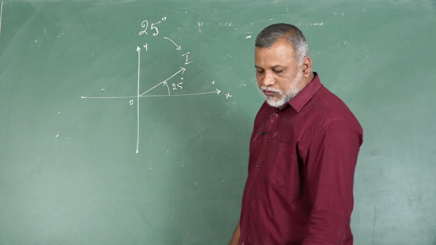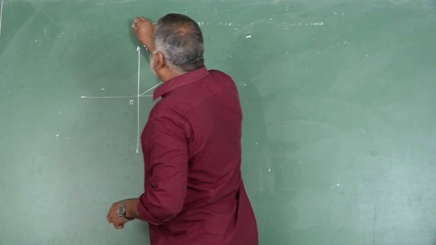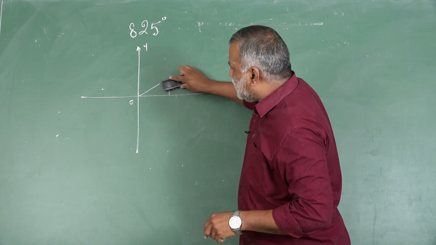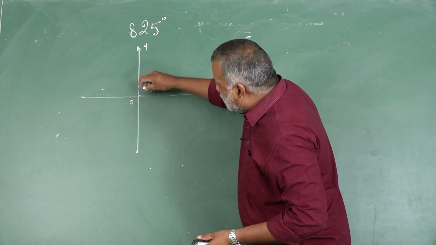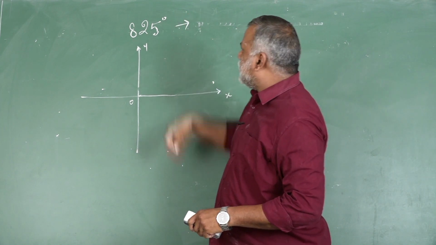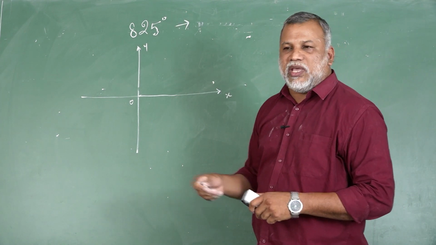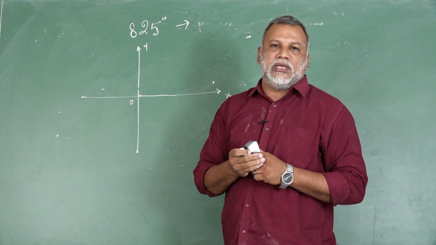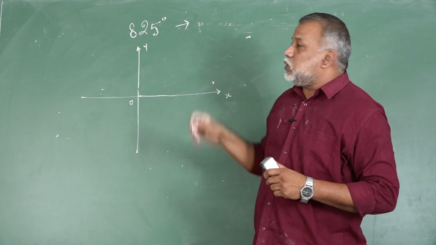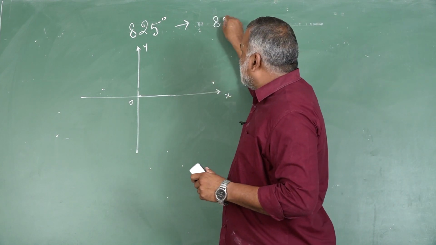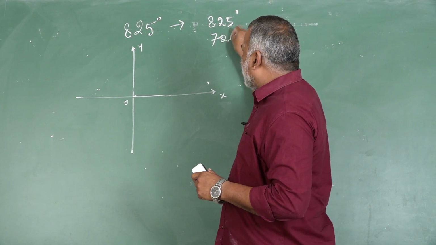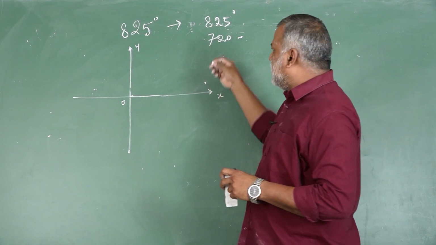In the same way, I can write sum number 2 like this, 825 degree. Now, I can discuss 825 degree. 825 degree means it has more than 360 degree. More than 360 means we have to eliminate complete rotations. One complete rotation has 360 degree. So now it is 825 degree, so it has two complete rotations. Two complete rotations means we have to subtract 720 degree.